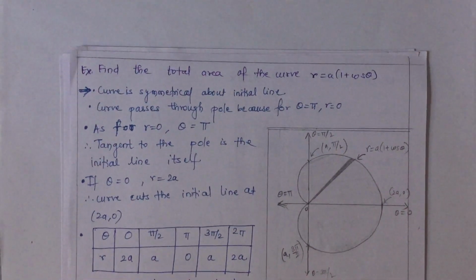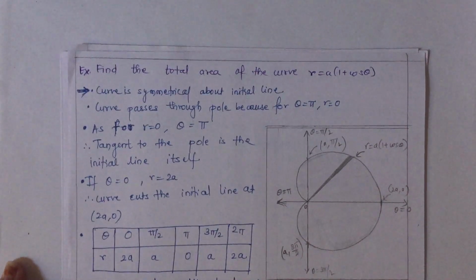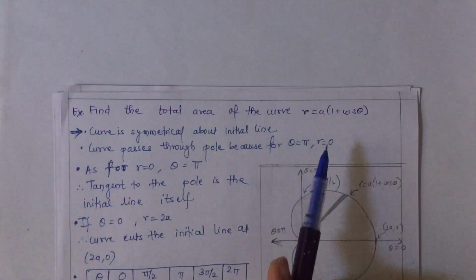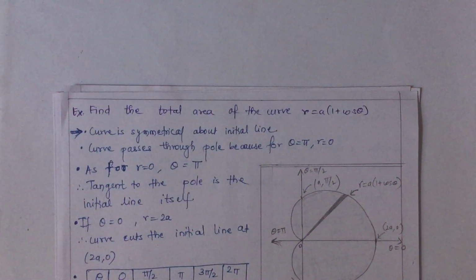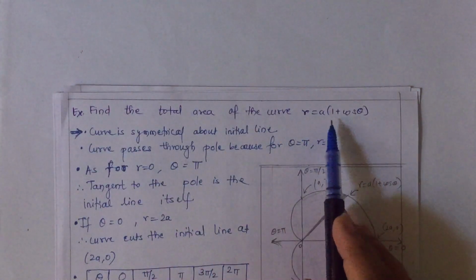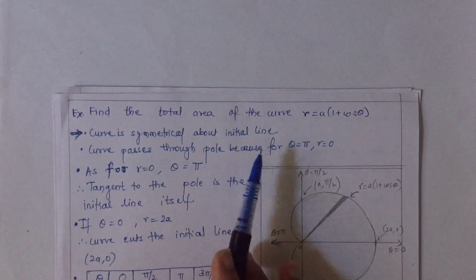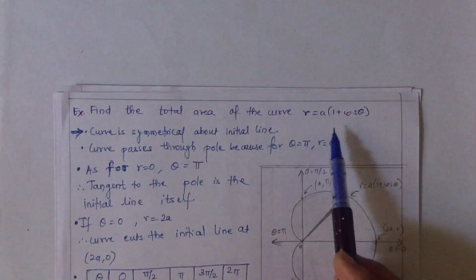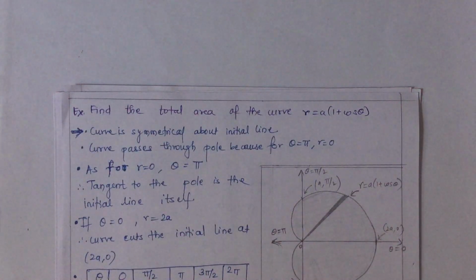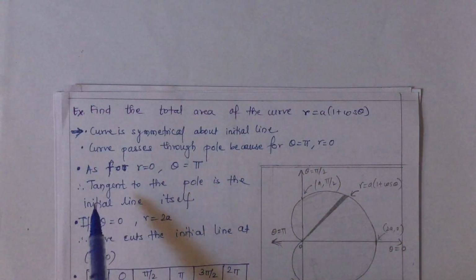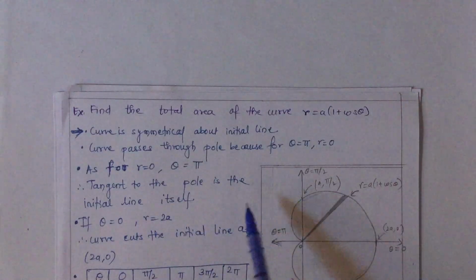Find the total area of the curve r equal to a times (1 plus cos theta). Now again we need to check how this curve looks, so for that we will trace the curve. If you observe, r equal to a(1 plus cos theta) is symmetrical about the initial line. For theta equal to pi, r becomes 0, which means the curve passes through the pole, and for r equal to 0, theta is equal to pi itself. Therefore theta equal to pi is a tangent to the curve at the pole.